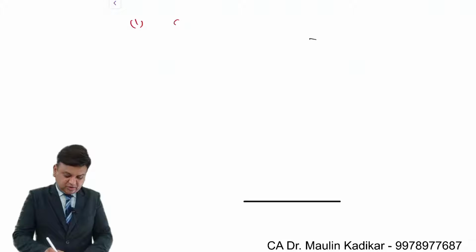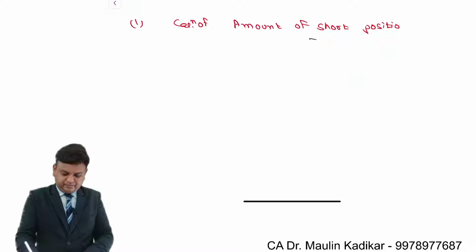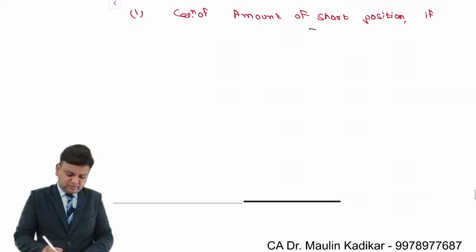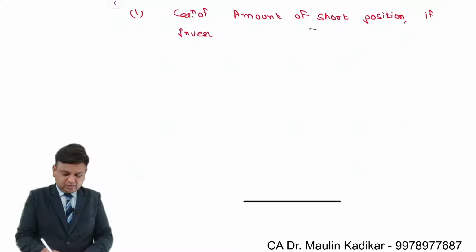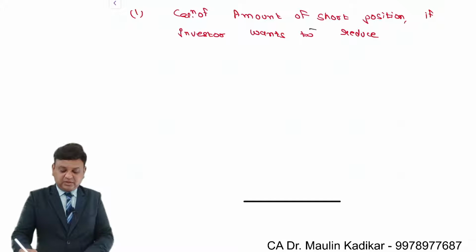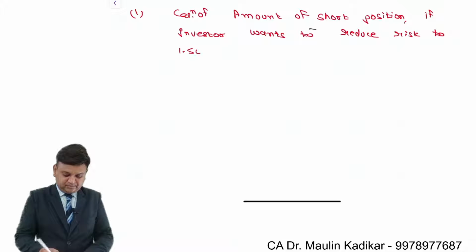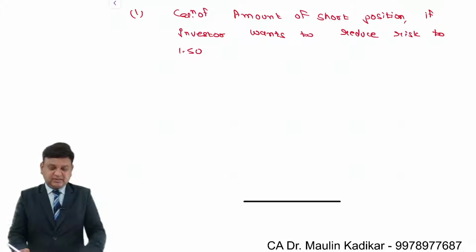It is the calculation of the amount of short position, if the investor or trader wants to reduce risk to 1.50. That is the question.